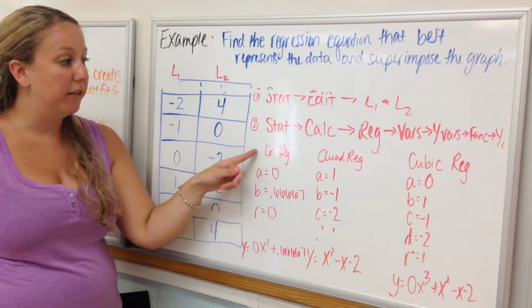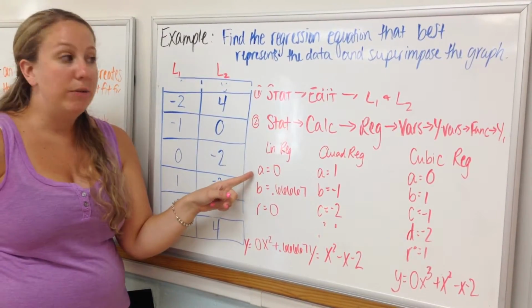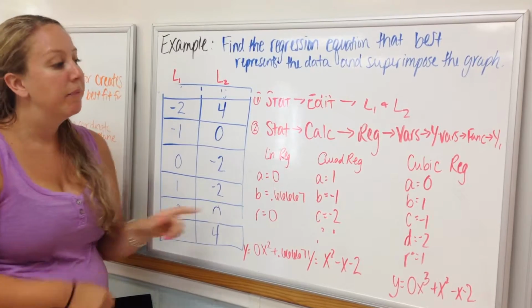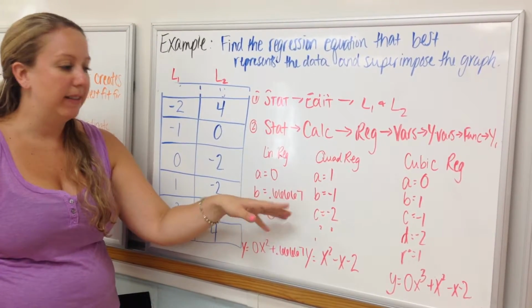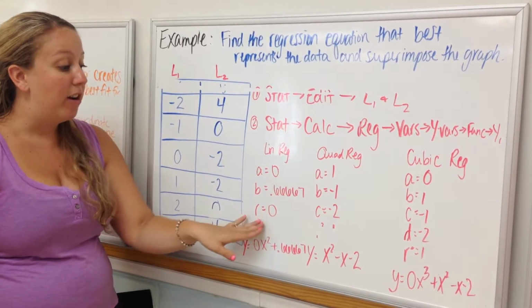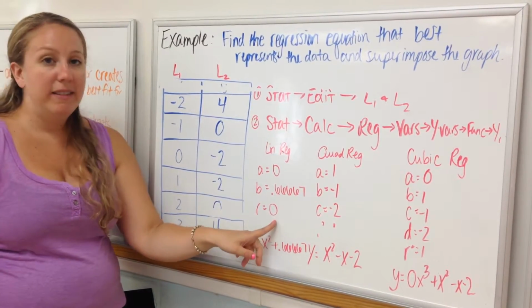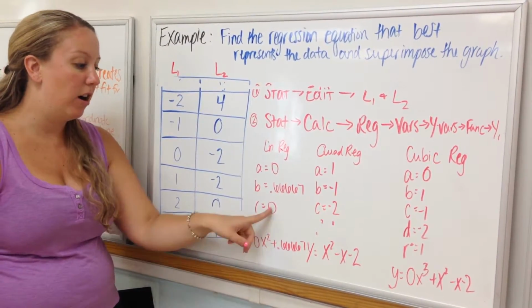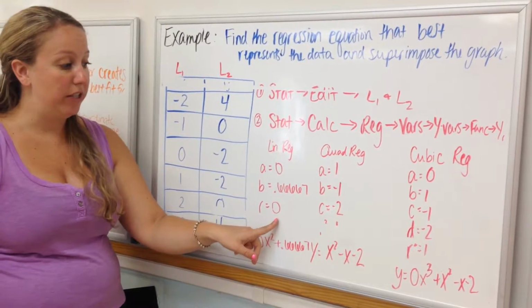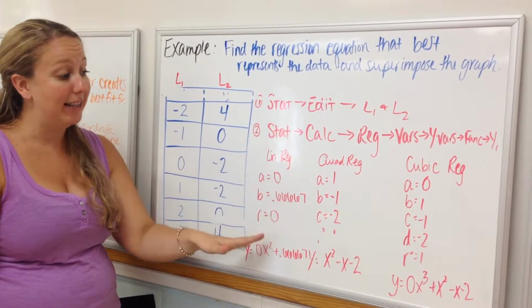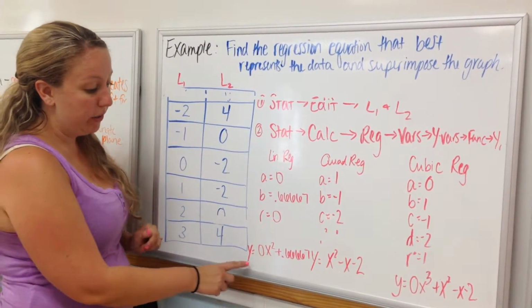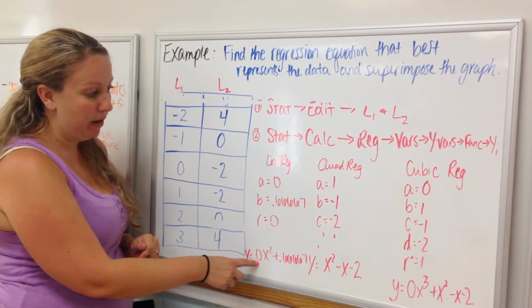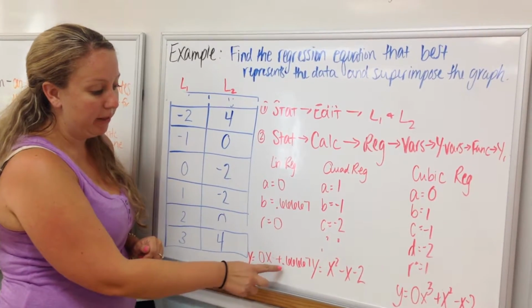If you were to do a linear regression, you would get that A equals 0, B equals 0.666666667, and R equals 0. Because this value is R equals 0, and that's your correlation coefficient, you know that this is not the best fit line since it's very far from 1. Your equation here would be y equals 0x plus 0.6666667.